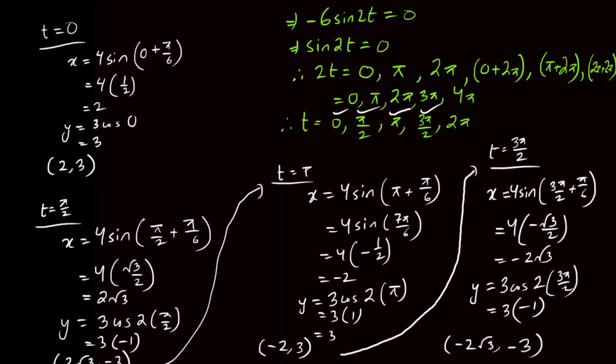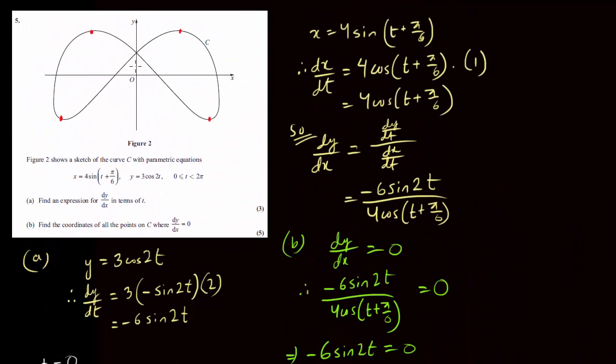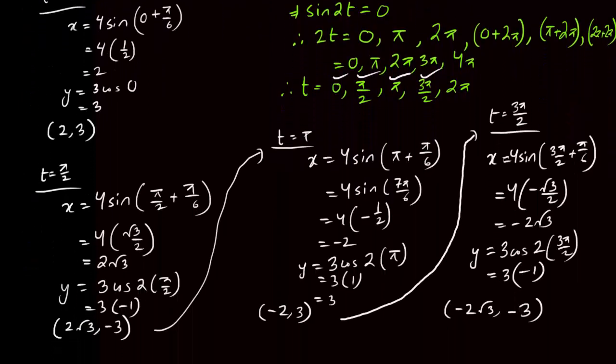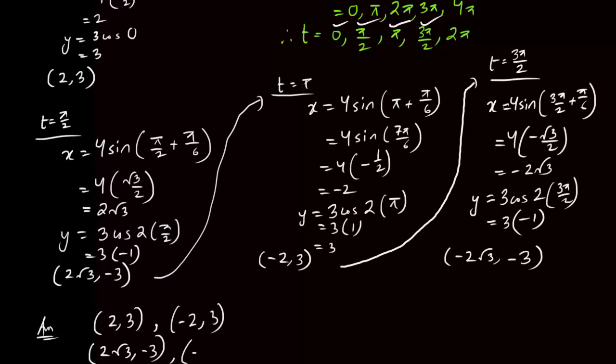So let's list the turning points. As you can see, we have 4 turning points and we found the 4 turning points. So let's list them. Answer. The turning points are 2, 3, minus 2, 3. Then 2 square root of 3, minus 3, minus 2 square root of 3, minus 3.